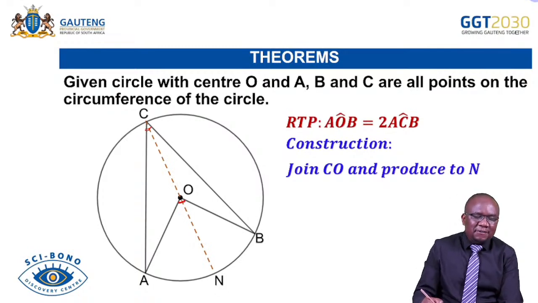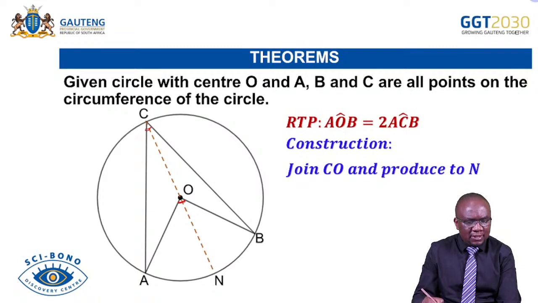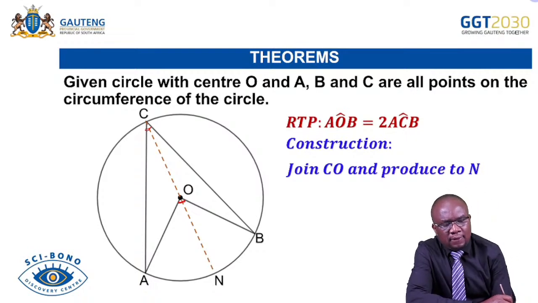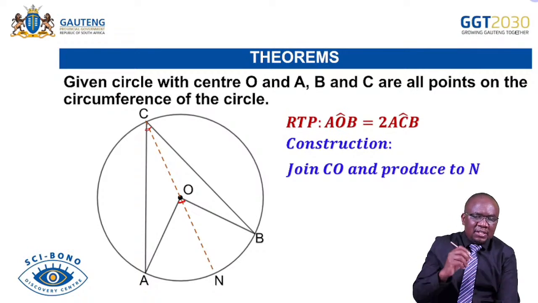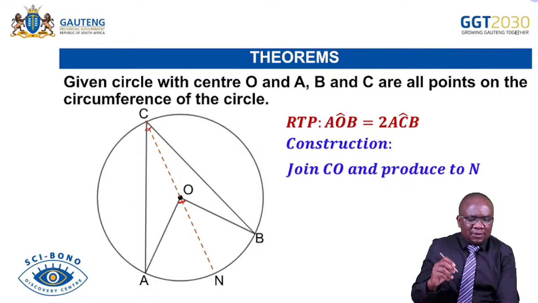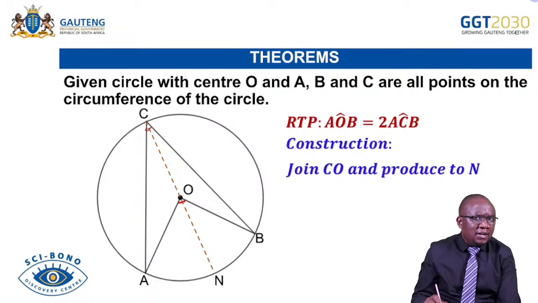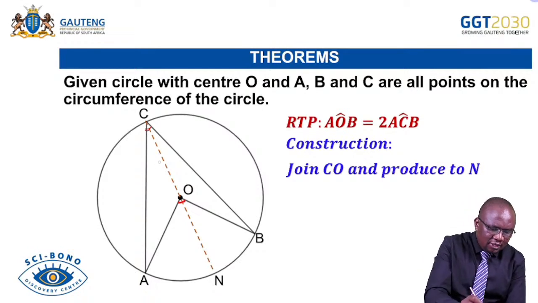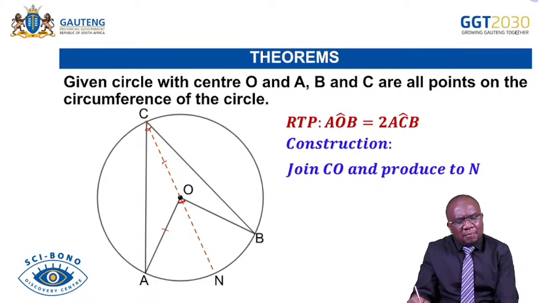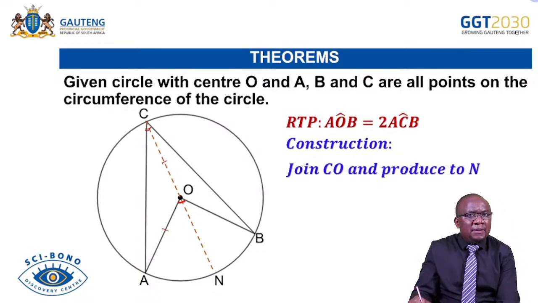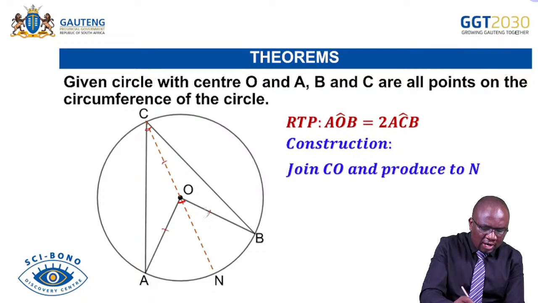You see that we have created 2 triangles. We like creating 2 triangles, okay? We have triangle AOC and triangle BOC. Do you see those triangles? Try to identify them. Triangle AOC and triangle BOC. What can we say about OC and OA? They are equal. Why? Radii. What can you say about OC and OB? They are equal. Why? Radii.